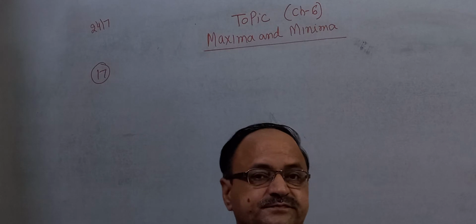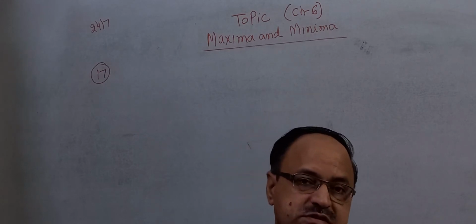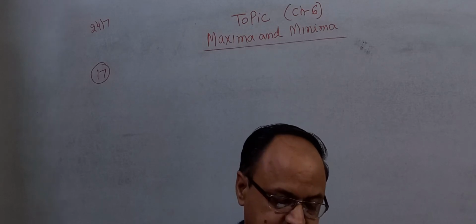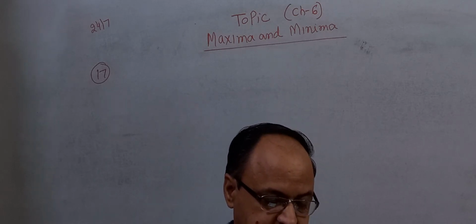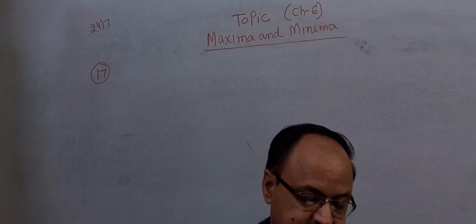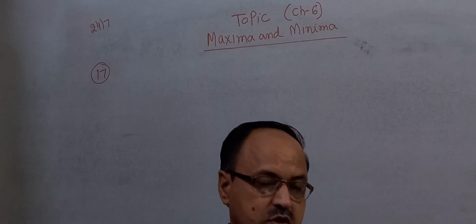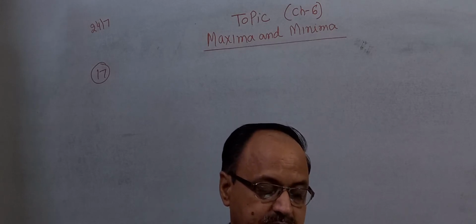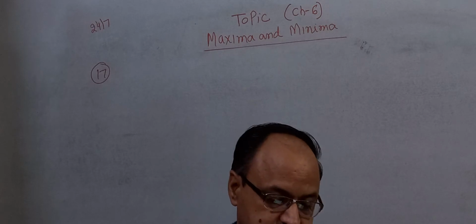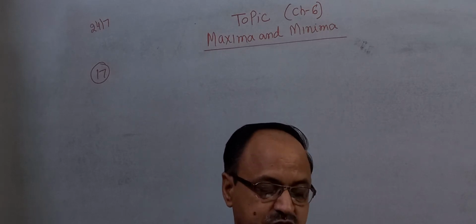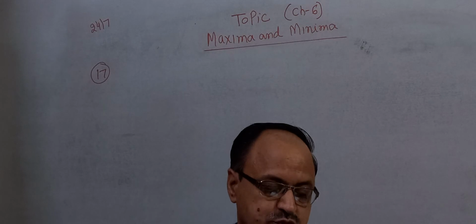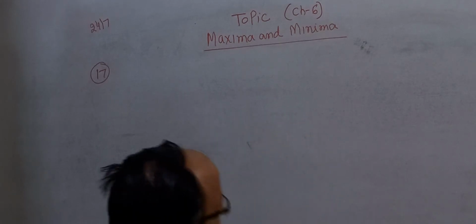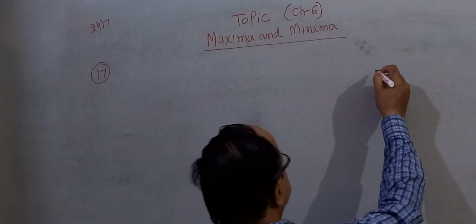Hello students, I am going to start the same topic, that is maxima and minima. Question number 17. A square piece of tin of side 18 centimeter is to be made into a box without top by cutting a square from each corner and folding up the flap to form the box. What should be the side of the square to be cut off so that the volume of the box is maximum possible?